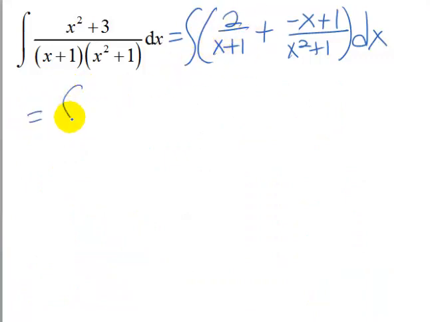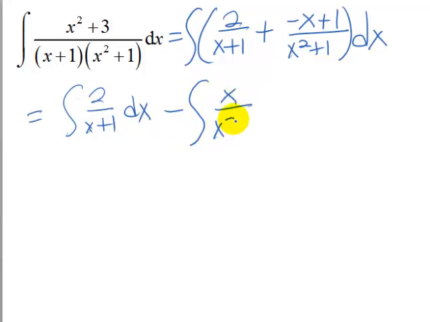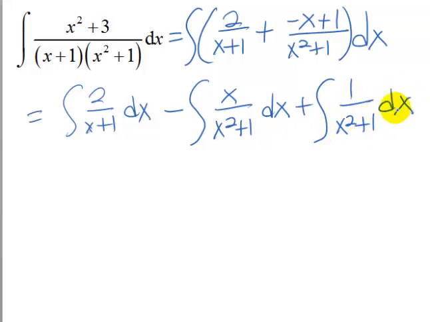What I'm going to want to do is I can easily deal with this first one. I'm just going to write down what it is. It's going to be the integral of 2 over x plus 1 dx. Now here, because we have two terms in the numerator, we can actually split this up and apply the denominator to both pieces. So let's do that. So this one would be minus the integral of x over x squared plus 1 dx. And then we're going to have plus the integral of 1 over x squared plus 1 dx.